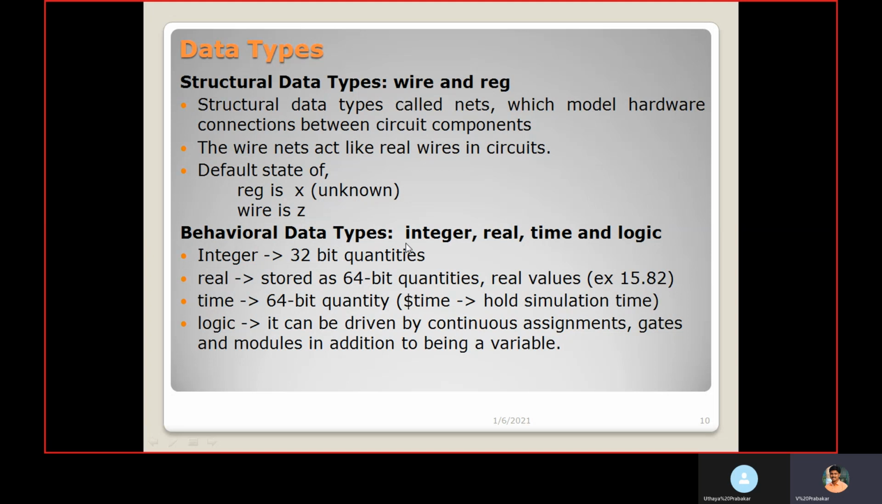Then behavioral data types are integer, real, time and logic. Integer is capable of storing 32 bits and real is capable of storing 64 bits. To store real numbers, you have to declare a variable as real, and time is used to store 64 bits, and with the help of $time we can store the current simulation time.